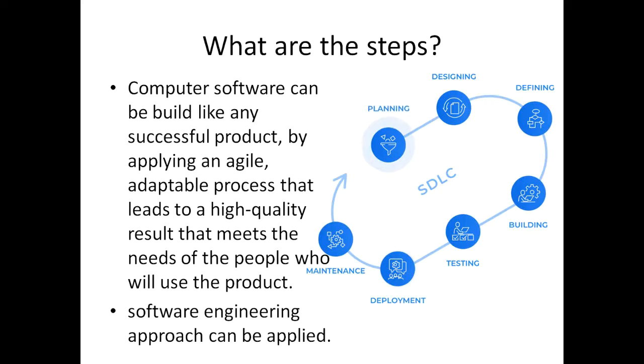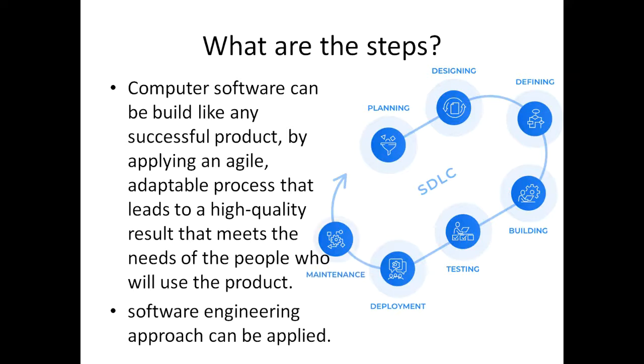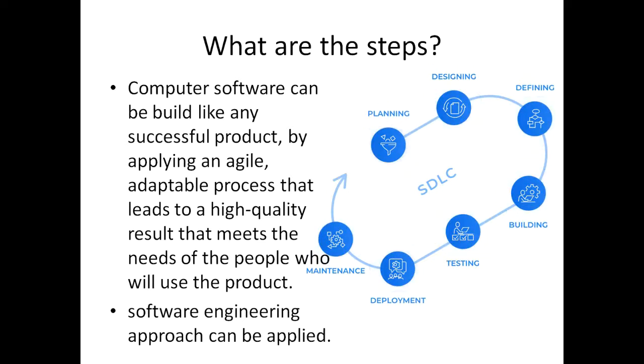Next is, what are the steps? Computer software can be built like any other product, by applying an agile, adaptable process. That is, a set of procedures is used to build a software. This leads to a high quality result, that is the software product, and this software product meets the needs of the people who will use the product, or the users. That is, the software product is used by the users, and it makes the user's life easy. And the software engineering approach can be applied.